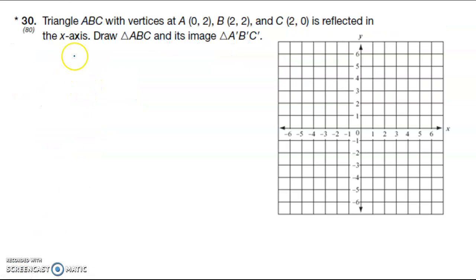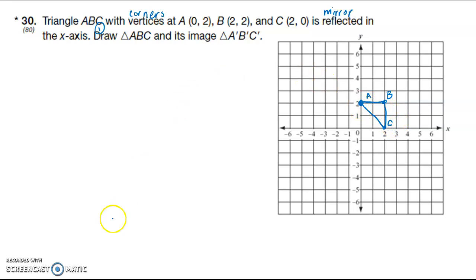Okay. All right, so this is one of the transformations from lesson 80, and it says triangle ABC with vertices, remember that's a fancy word for corners, and it gives us these three, is reflected. So this means it's going to be a mirror image in the x-axis. So the first thing we do is draw the original triangle. So I have 0, 2, that's A. I have 2, 2, that's B. And then I have 2, 0.